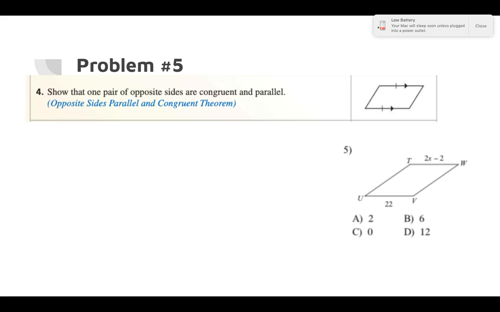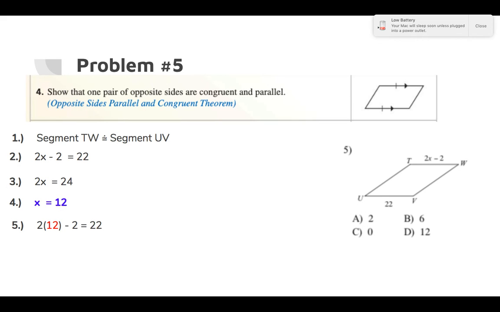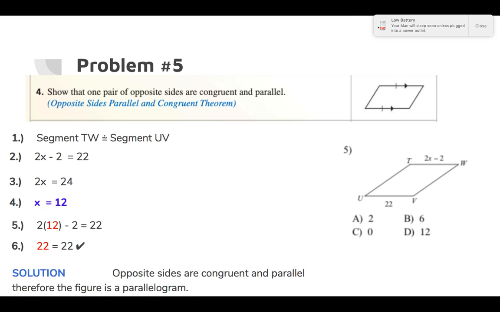Number 4, same thing, but we have an expression over here, 2x minus 2. Same thing, we're going to set the segments equal because we're going to try to apply rule number 4. We try to solve for x. We add 2 to both sides, so we get 2x equals 24. We divide by 2, and we get x equals 12. So the answer is D, 12. Again, we want to make sure we plug the x value into the original equation, and we get that 22 does equal 22. So we can say opposite sides are congruent and parallel, and that's how we do that.